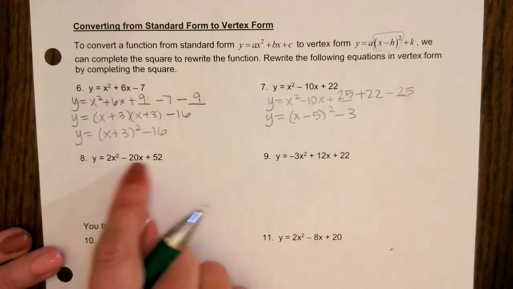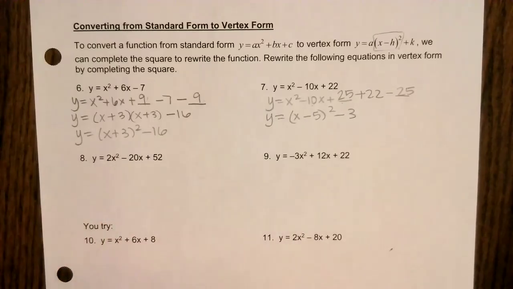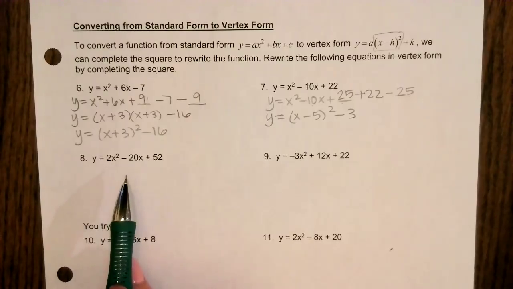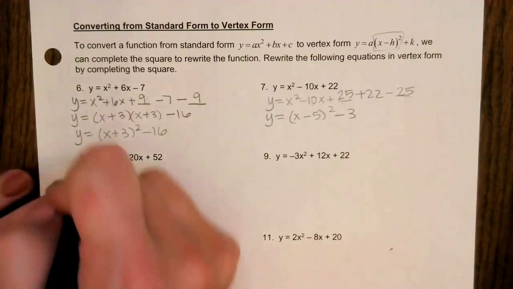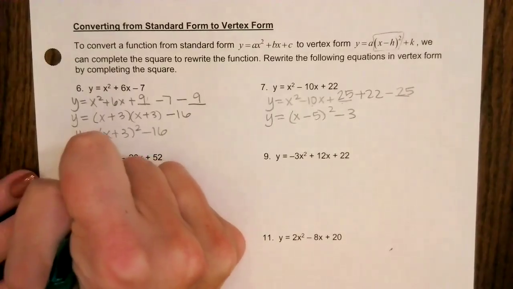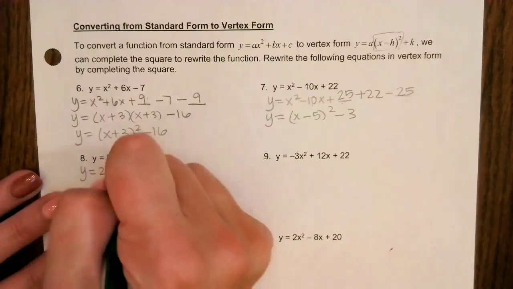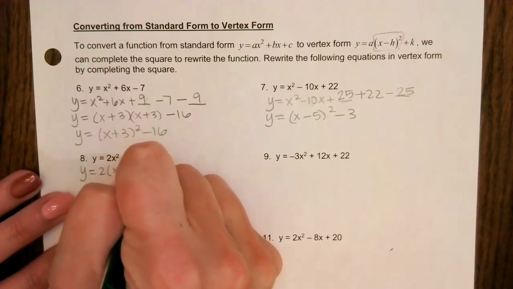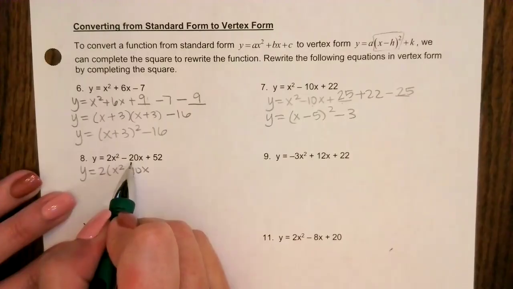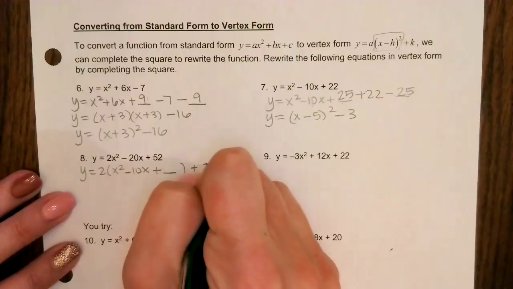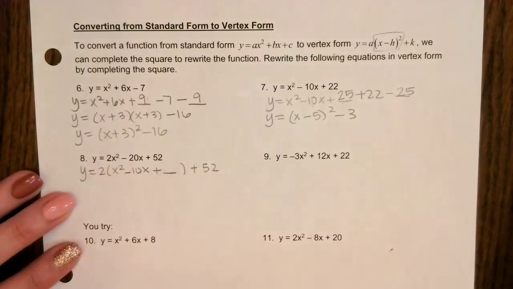All right, these are a little bit harder because the x squared is not by itself. So the first thing I need to do is factor that out. So I'm going to factor out a 2 here. Now, 2 times x squared is 2x squared. 2 times negative 10x would give me this negative 20x. Then I have my missing term and my 52 out here.